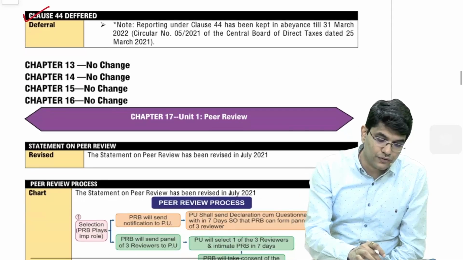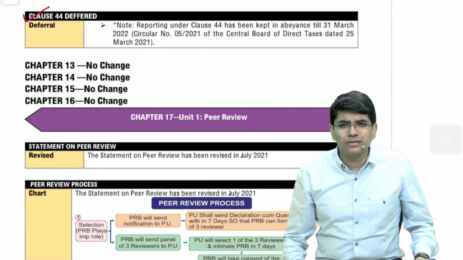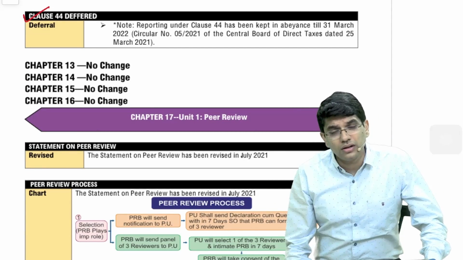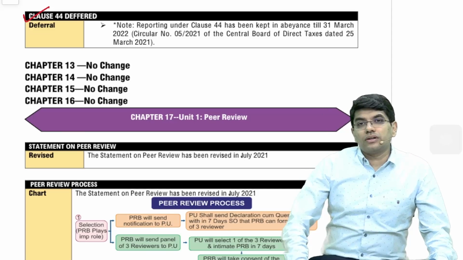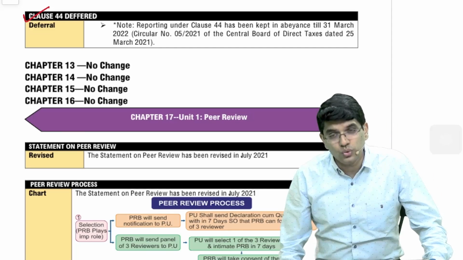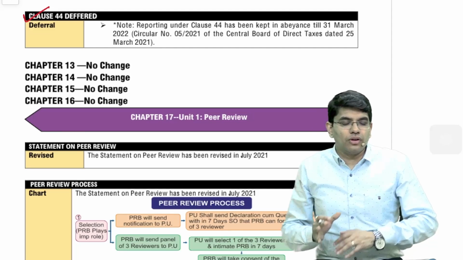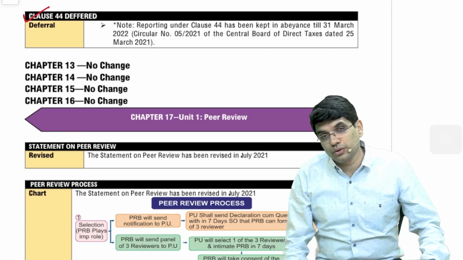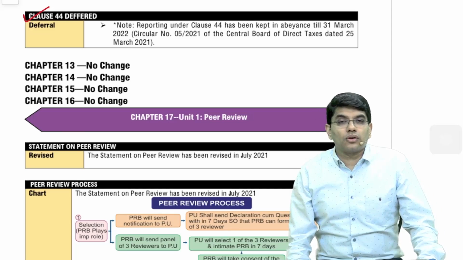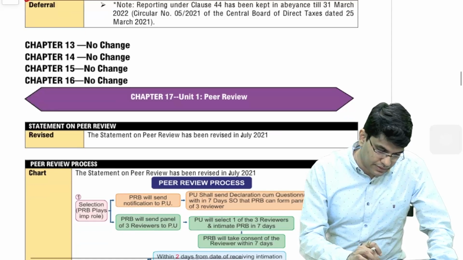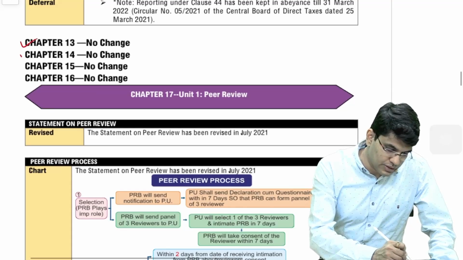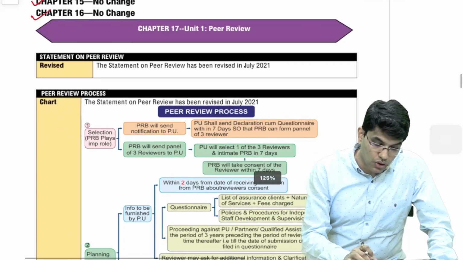Clause 44 is further deferred. That's a good thing. Good for the professionals, good for everyone. Applicability is deferred till 31st of March 2022. So if we are talking about financial year 21-22, when we make Form 3CD for this particular financial year, there is no need to report on clause 44. Great. Then no change in chapters 13, 14, 15, 16. There's no change at all.